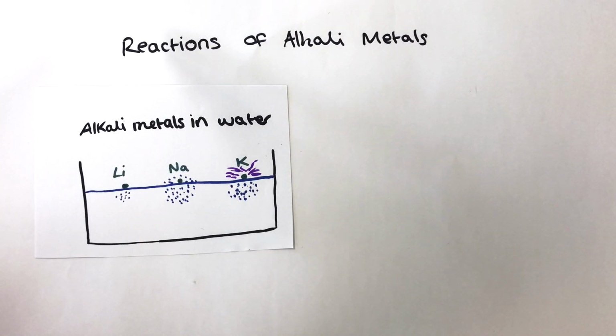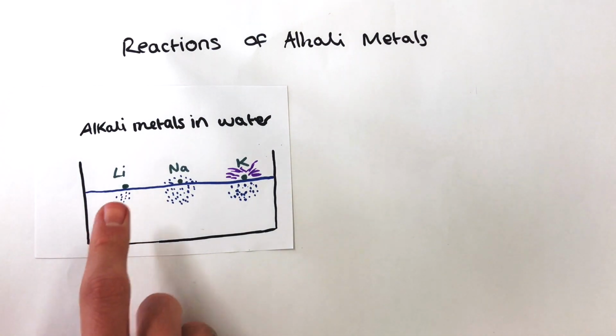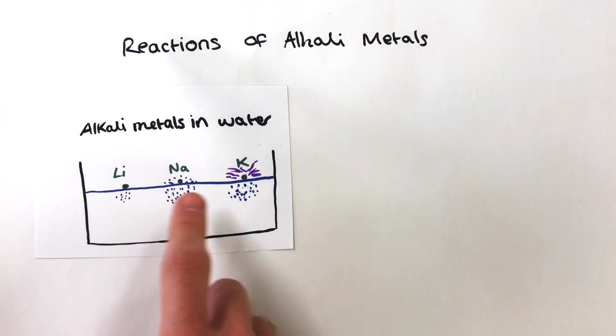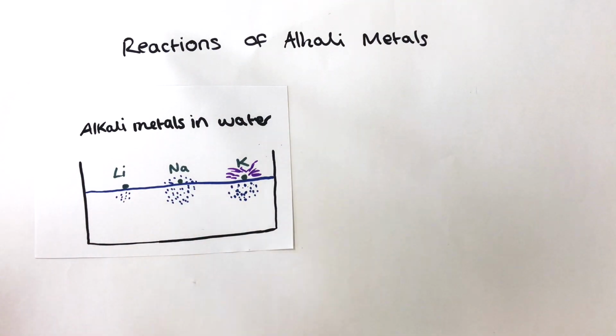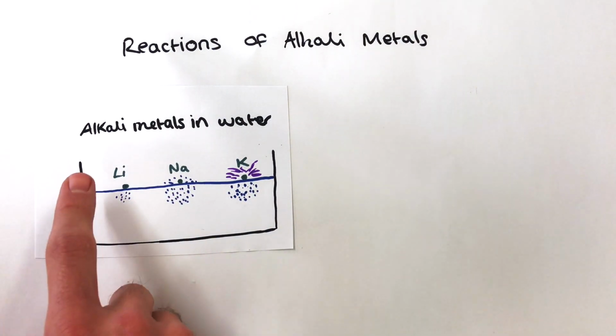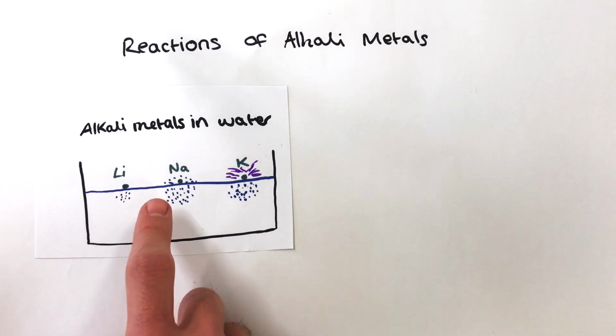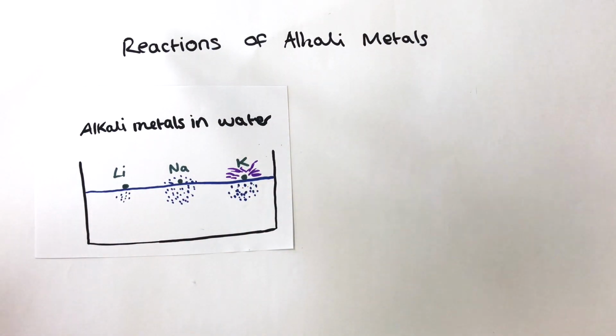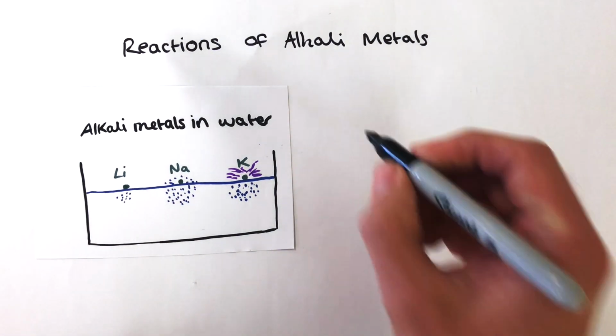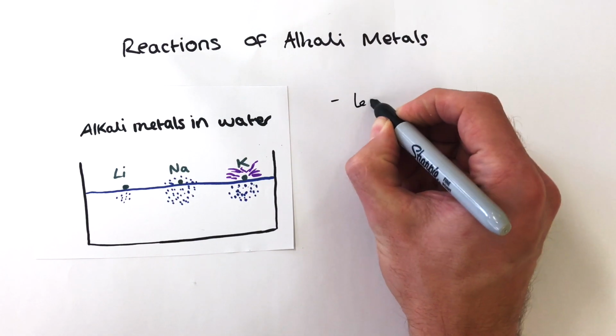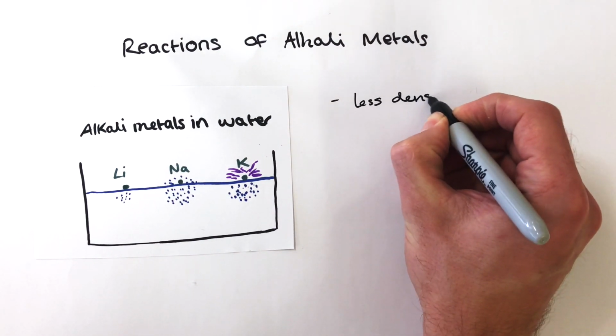So the first thing we need to think about here is what would happen if we put the first three alkali metals in water. So we're looking at the group 1 metals, lithium, sodium and potassium. What would you actually see if you were to put them into a big bowl of water? So I've drawn an example here. I've drawn some lithium, some sodium and some potassium here on the top of the water. Now the first thing to note is that the lithium, the sodium and the potassium are all less dense than water, so they'll actually float on top of the water.